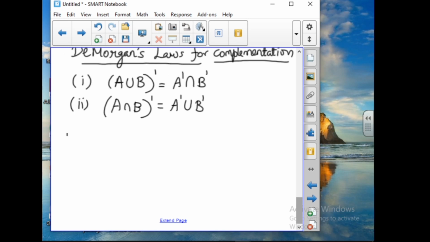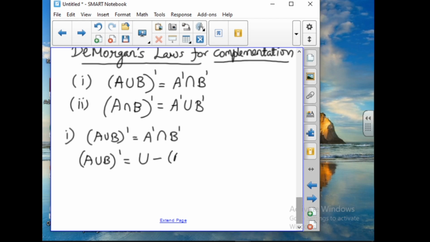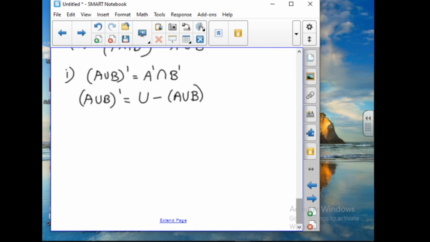First one, we are going to check A union B whole dash is equal to A dash intersection B dash. For complementation you have to compare with the universal set. So A union B whole dash means universal set difference A union B. For this first we have to find A union B. So combine the sets A and B. What do you get? 4, 7, 8, 11, 12 and 15.